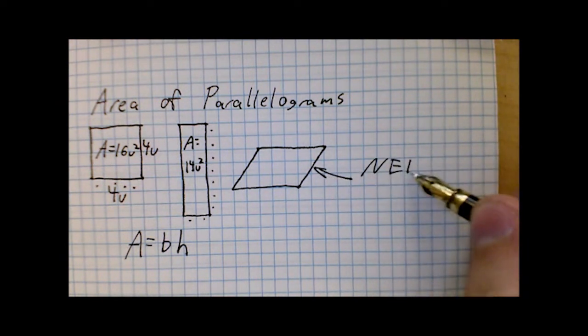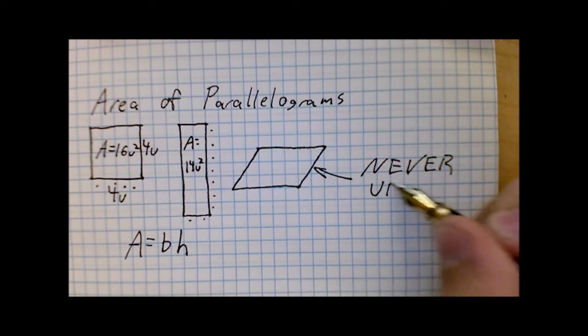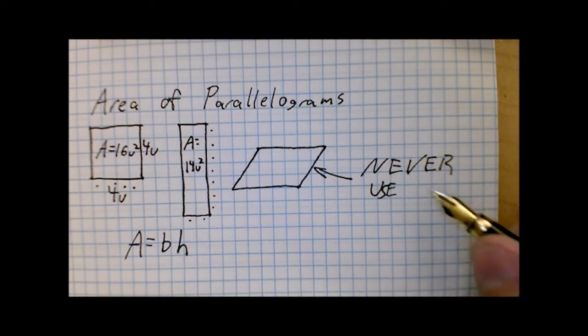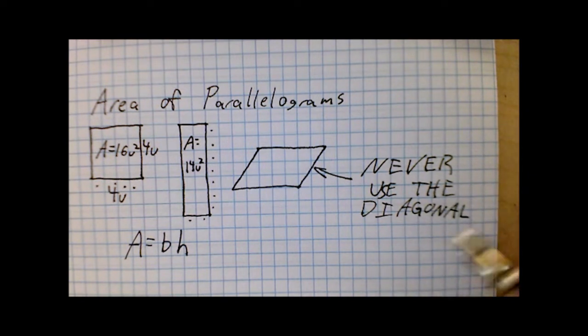Never, ever, ever, ever use the diagonal. It would help if I knew how to spell the word use. Never use the diagonal for area. Now, for perimeter, you will still use the diagonal, but for area, that's not the line you're going to count.